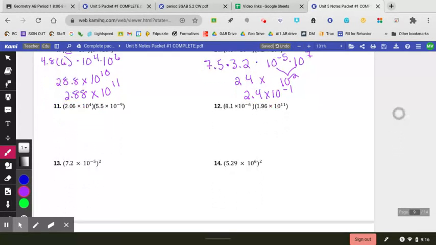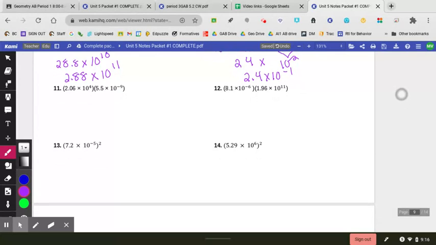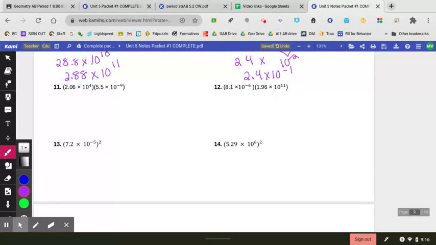So I want you to pause and try 11 and 12, and then come back and we'll discuss 13 and 14.